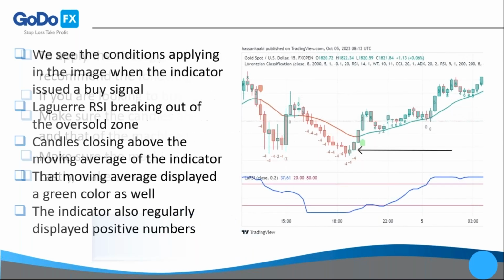To illustrate that, you can see the conditions being applied on this figure. The indicator issued a buy signal. The Laguerre RSI broke out of the oversold zone. The candles closed above the moving averages of the indicator. The moving average displayed a green color, and the indicator displayed more and more positive numbers.